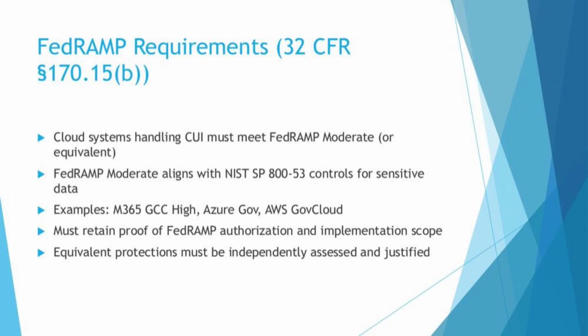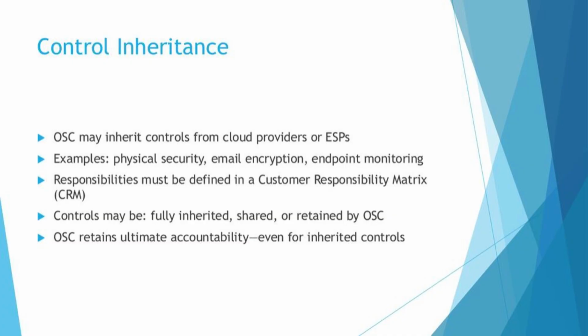Section 7.3, control inheritance and accountability. So let's say you do the right thing. You use a FedRAMP moderate CSP like M365 GCC High for your CUI. That means you inherit all the controls and you're done, right? Oh, absolutely not. That's a huge misconception. Using a FedRAMP service is necessary, but it's just the start.